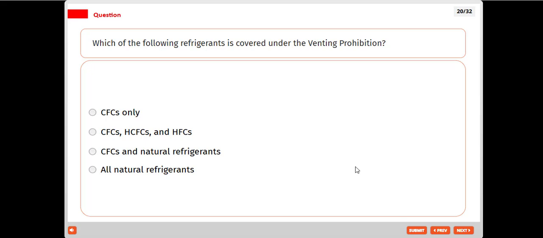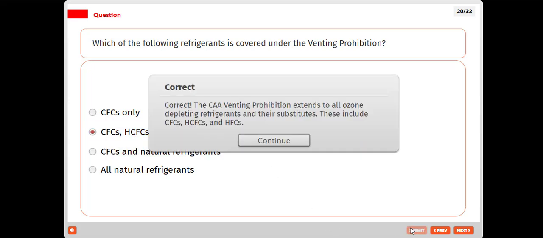Okay, only this one. Which of the following refrigerants is covered under the venting prohibition? CFCs only? CFCs and HFCs? Yeah, CFCs and HFCs, I think this one. Yeah, correct.